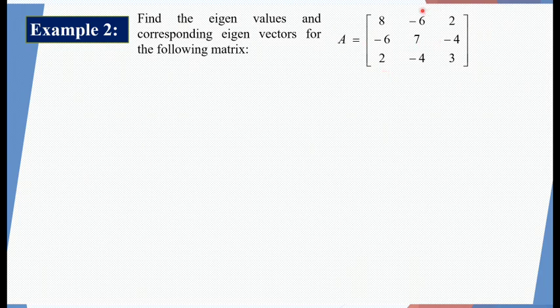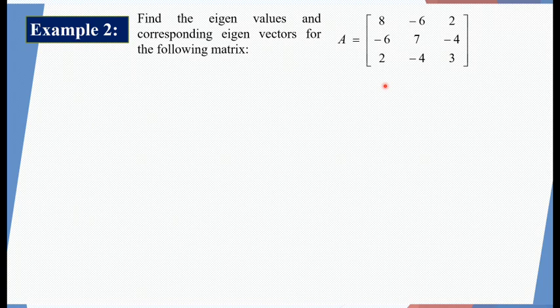Example 2. Find the eigenvalues and corresponding eigenvectors for the following matrix. The matrix is 8 minus 6 2, minus 6 7 minus 4, 2 minus 4 3. If we see this matrix, the first row is identically the same as the first column, the second row is identically the same as the second column, and the third row is identically the same as the third column. So this is a symmetric matrix. So this is the third case.